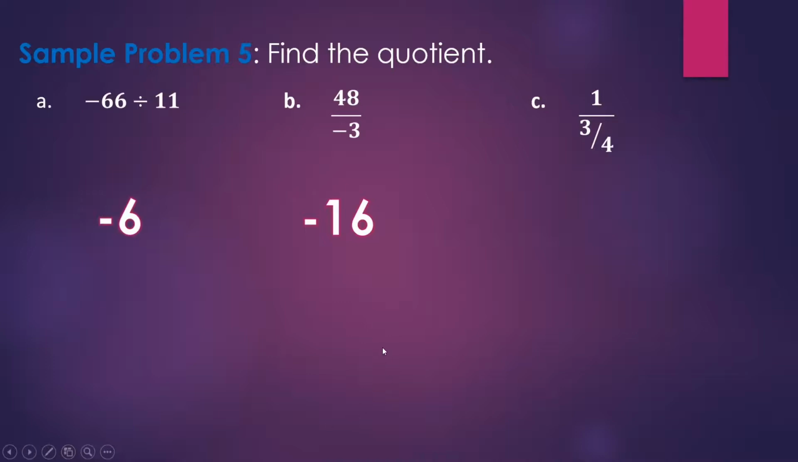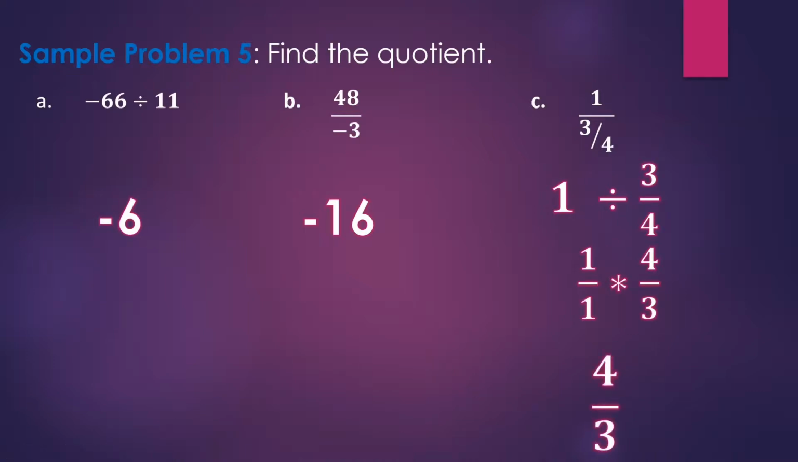It's our fraction rules. The top divided by the bottom. Most of you know keep, change, reciprocal. Now, I rewrote my 1 as 1 over 1 because I need another fraction. I changed my division to multiplication, and I want the reciprocal. Then all I have to do is multiply across, and I get 4/3. And since my original problem was a positive by a positive, I am done.